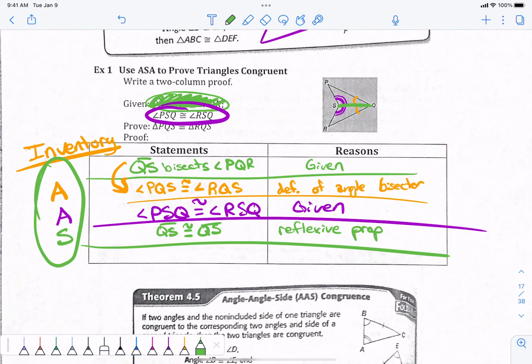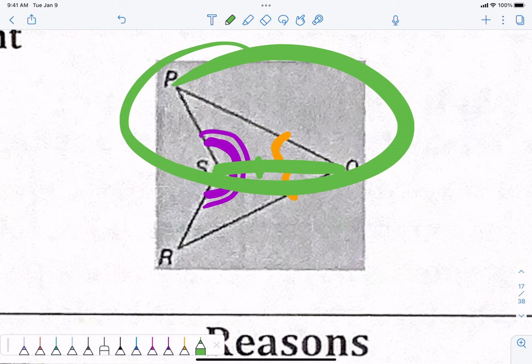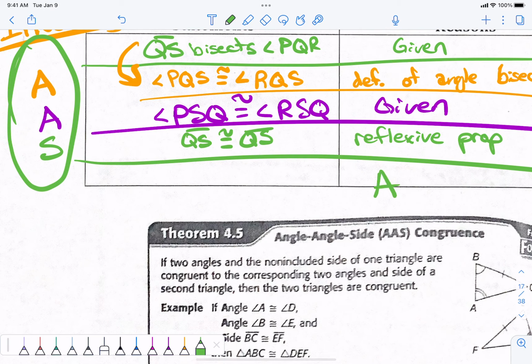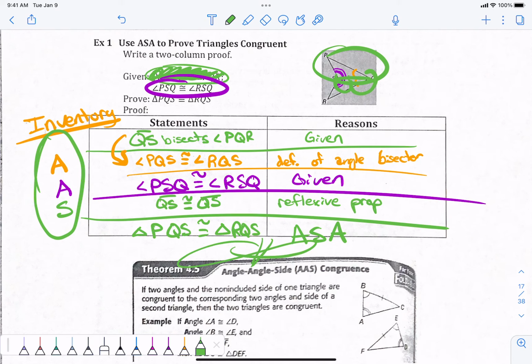So in my inventory, it looks like this is angle, angle, side, but let's go to the diagram. Is it actually angle, angle, side? If I look at this top triangle up here, I'm hitting an angle, and then a side, and then an angle, right? So this should be angle, side, angle. Don't just look at your inventory and say that that's the way that it goes. It is angle, side, angle according to the triangle. And we can write out triangle PQS is congruent to triangle RQS. And that is done. Good? Happy with that? There you go.